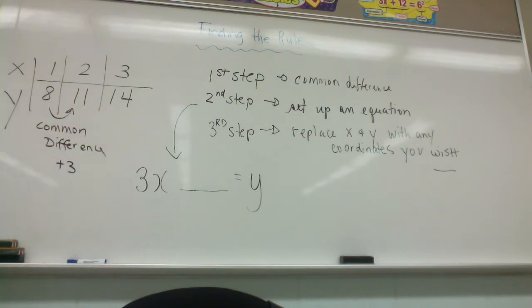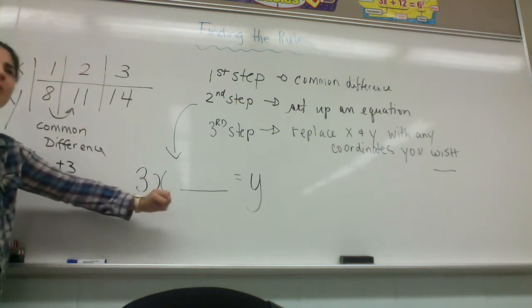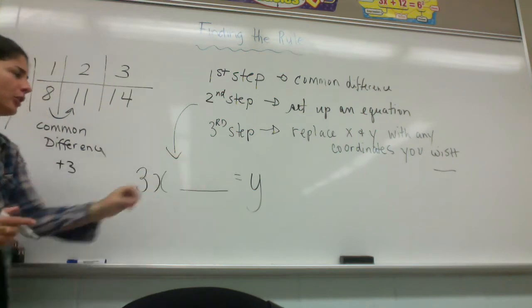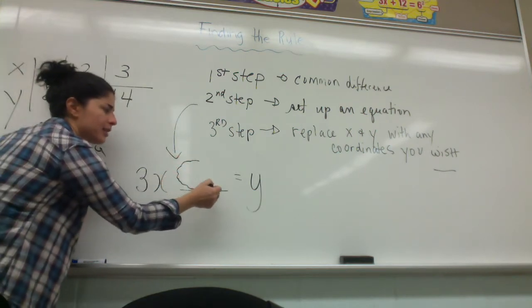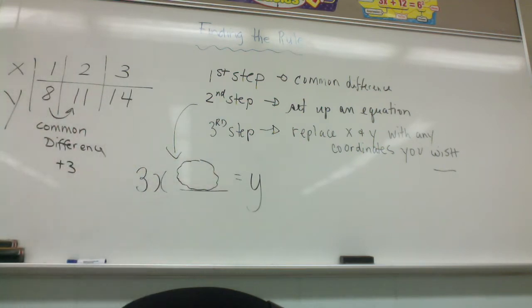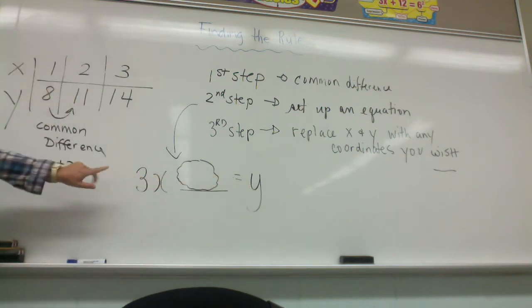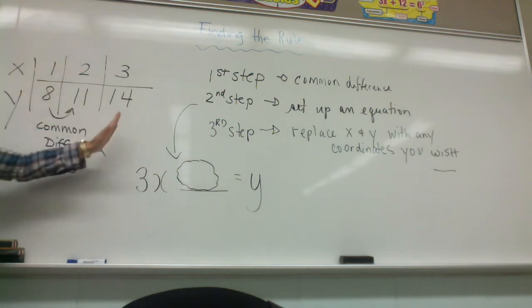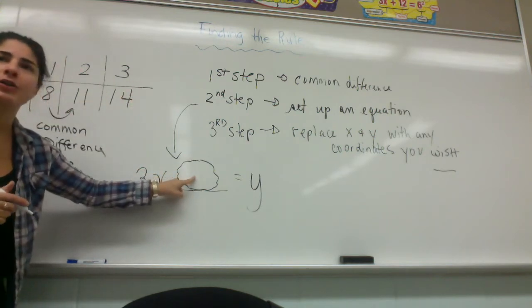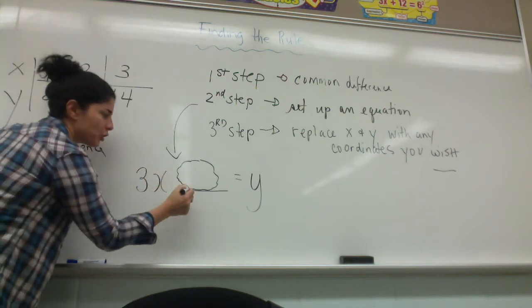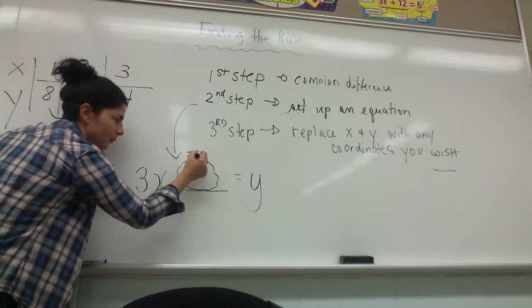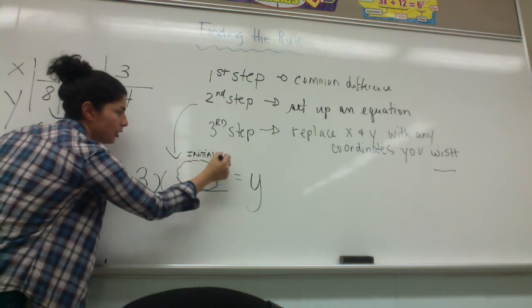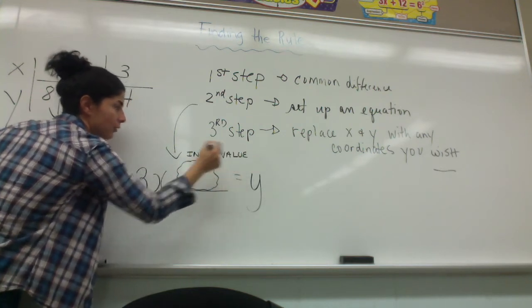What would you like? Somebody, anybody, choose 1 and 8, or 2 and 11, because that's all going to give me the same answer. Because what am I looking for? This little piece of the puzzle. That's the only thing that I have left to find the rule. And how do I find it? By using one of these. This is actually the initial value that I'm looking for.